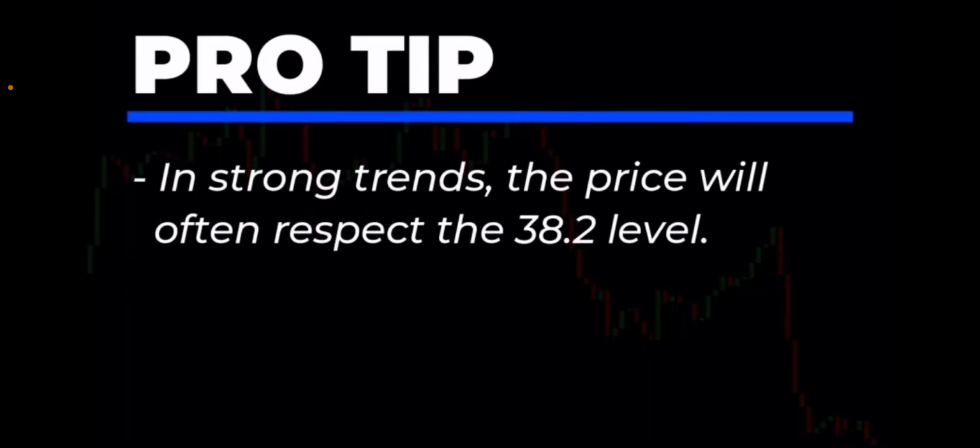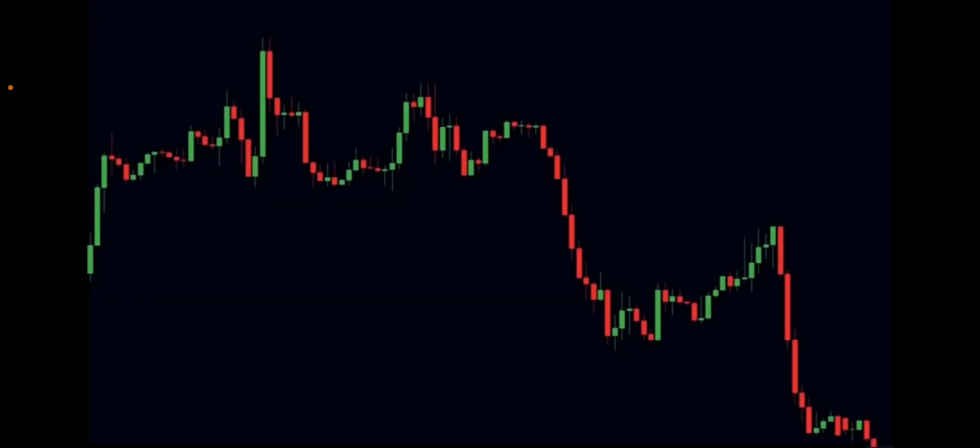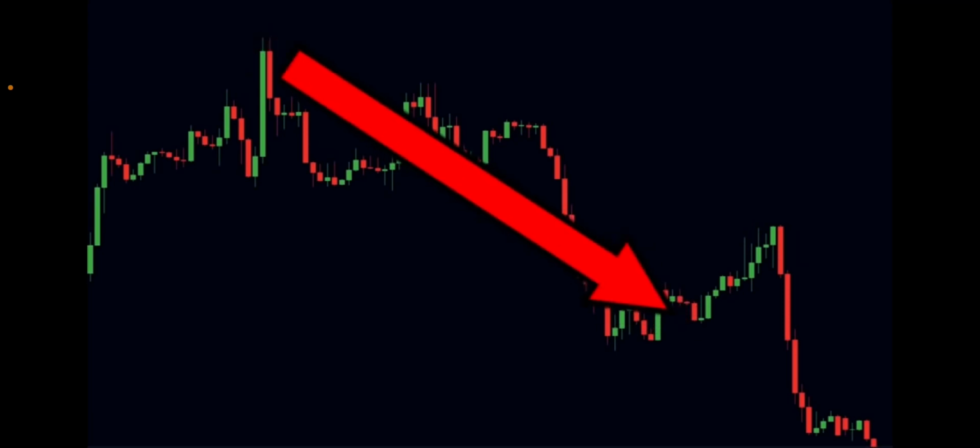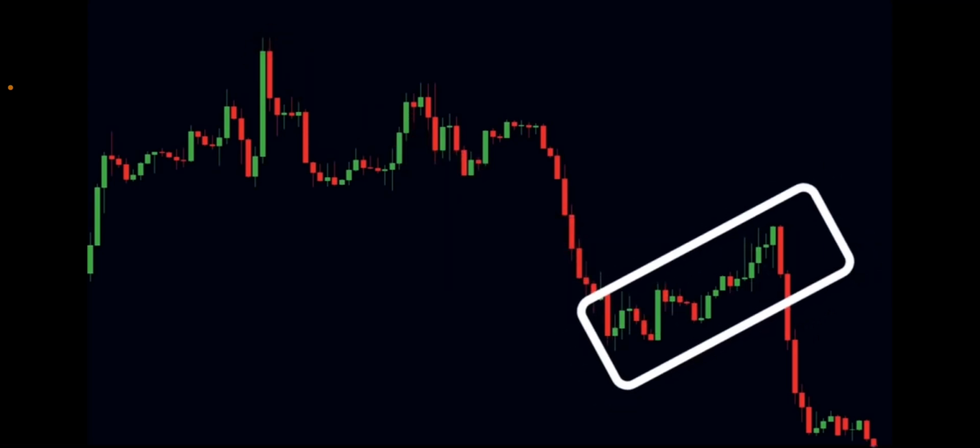A pro tip to note here is that, if the price is in a very strong trend, the price will often respect the 38.2% level and will rarely go beyond it. This is because, in a strong directional market, the pullbacks of the trend are very shallow.